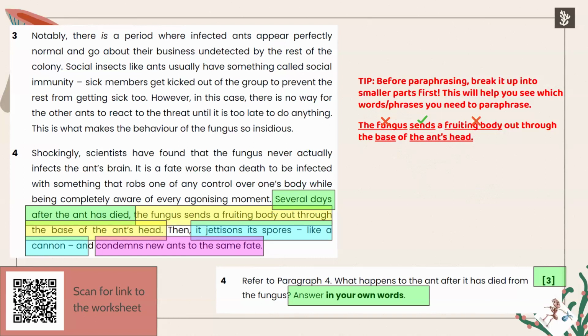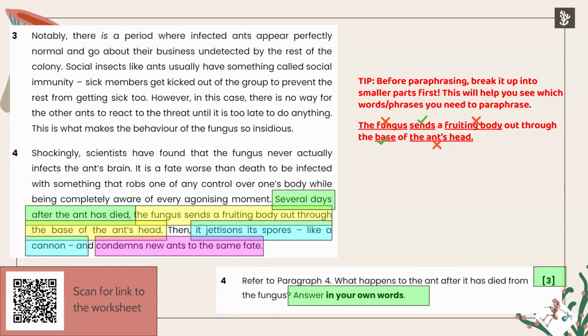Now, base. Should I paraphrase this? Okay, right? What about the ant's head? Can you paraphrase head? No need. Okay, good. So you notice when I break it up into parts like this, it is very clear to me what words I should paraphrase, what words I don't need to paraphrase. Any technical term, any specific jargon, no need to paraphrase. Especially if it already appears inside the question.